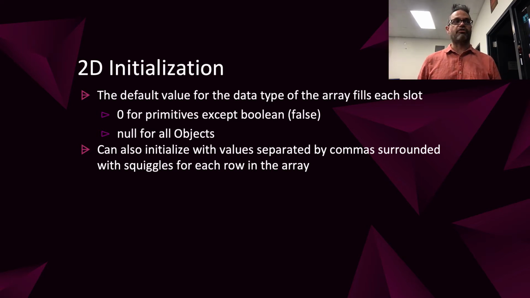We can also, however, initialize a 2D array with the values separated by commas using sets of squigs around them so we can indicate the actual structure that goes with that. And we'll see a quick example of that over here on the next slide.